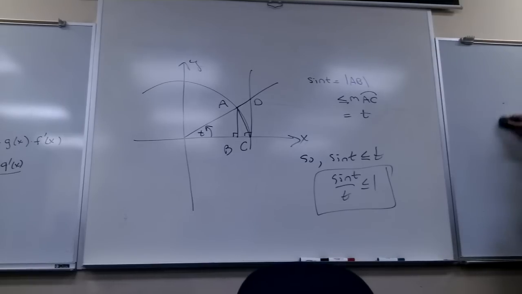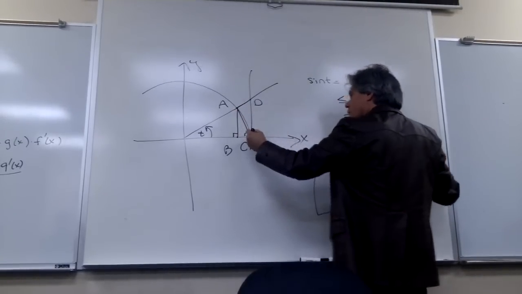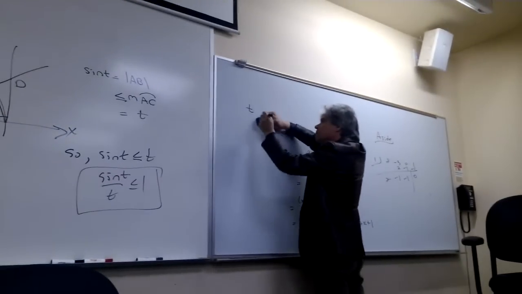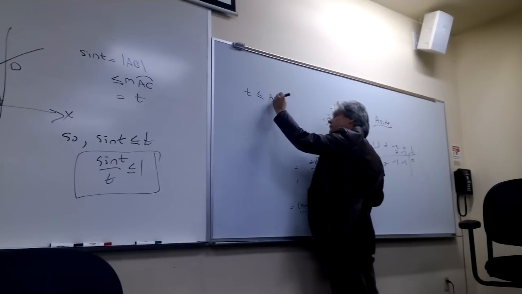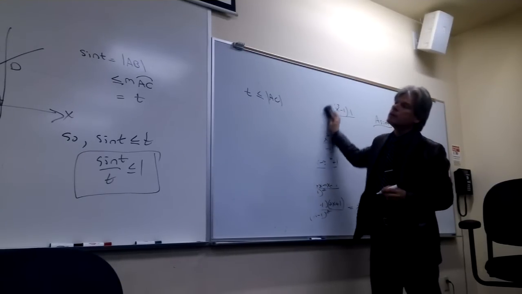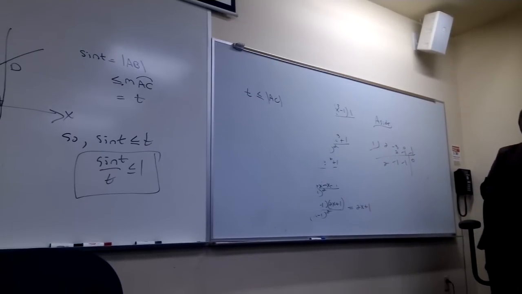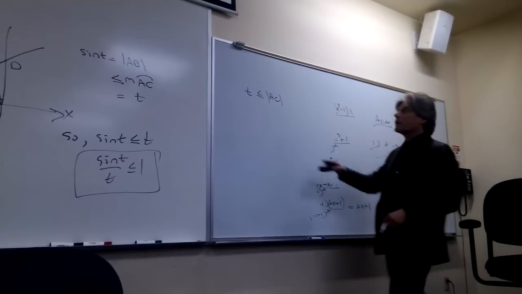So let's do something else. Let me take a peek at the measure of this arc right here, which is t. Would you guys agree that this is less than or equal to the line segment connecting A to C? Less than, greater than? Which one is it? Wouldn't it be less? See, I think it should be the other way around. I think these should be swapped.